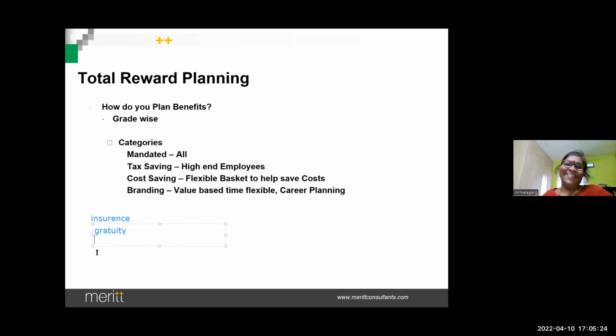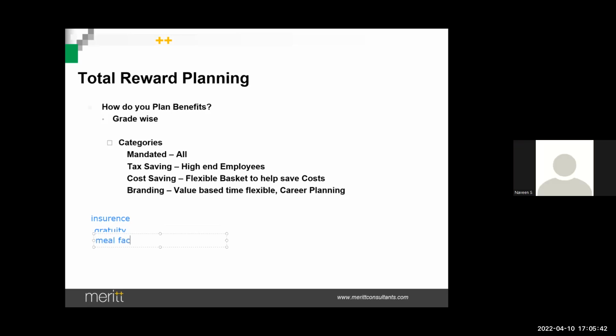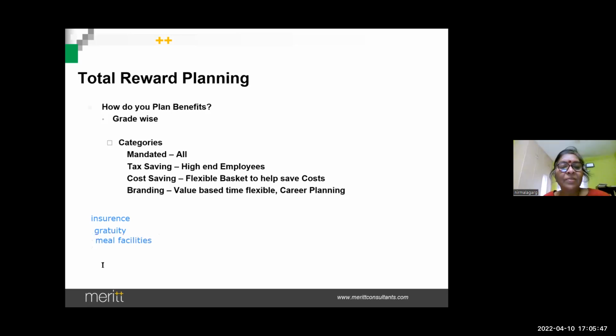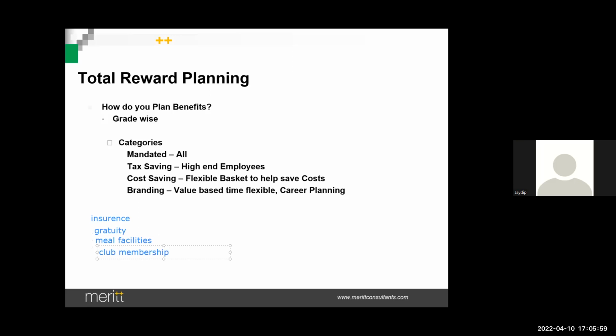So I have an objection on gratuity. Rather, I can say canteen facilities or something else. Also, can I say meal? Subsidized canteen. Meal vouchers. Car, club membership, discount on buying products. I'll just take one or two more. That is club membership. Accommodation.